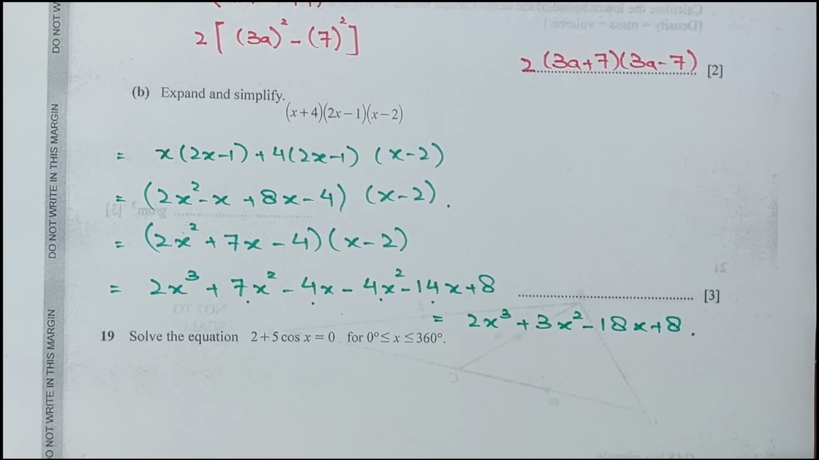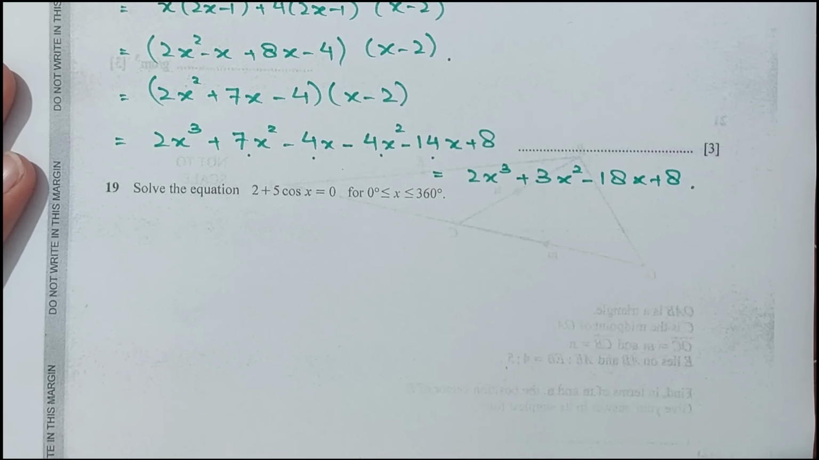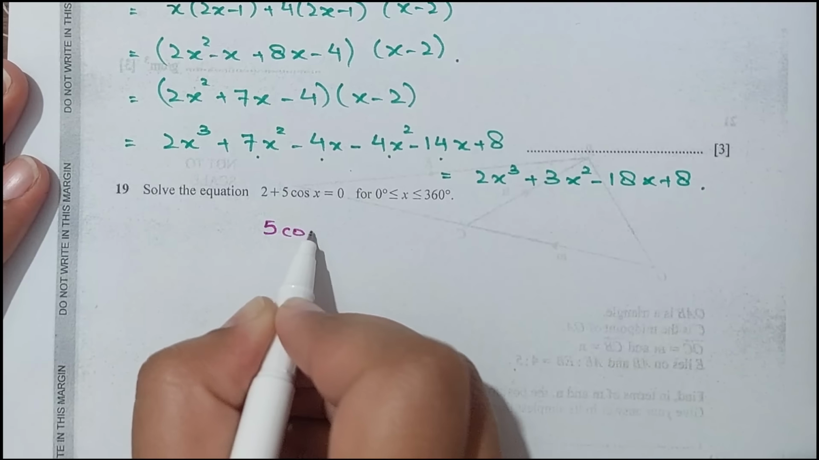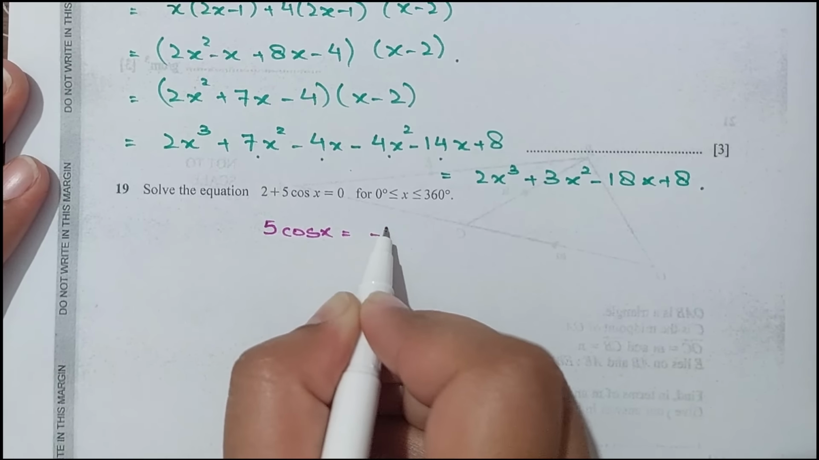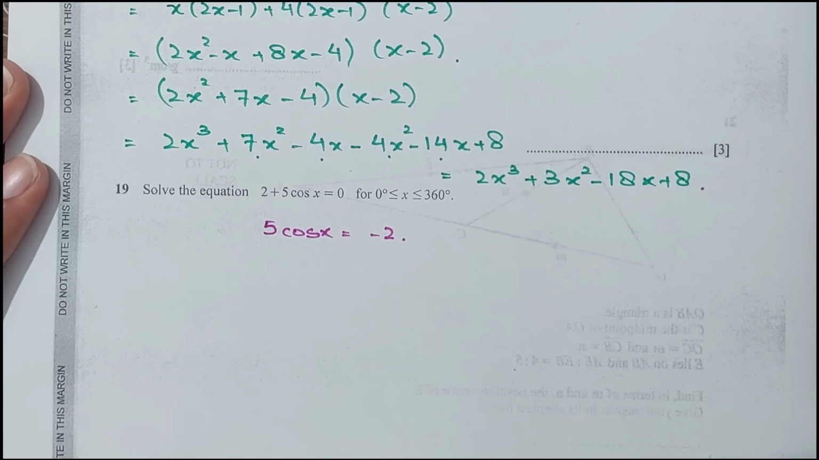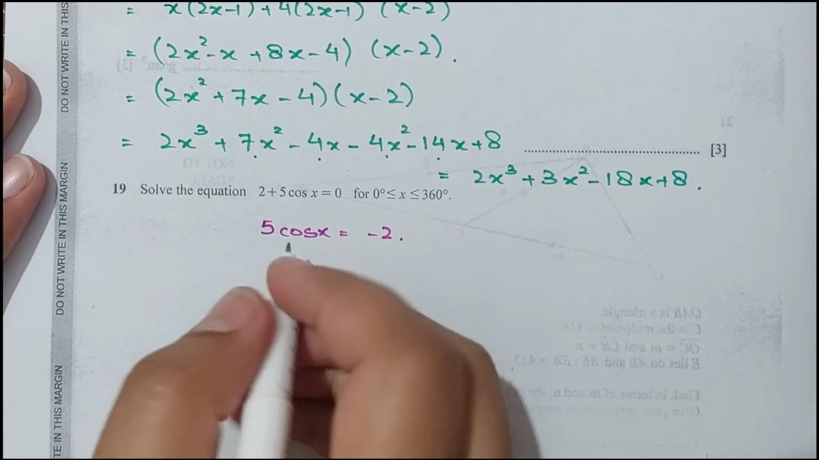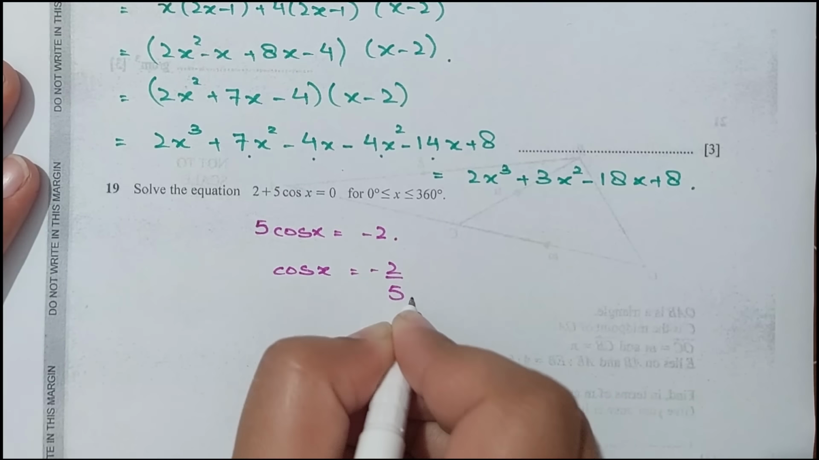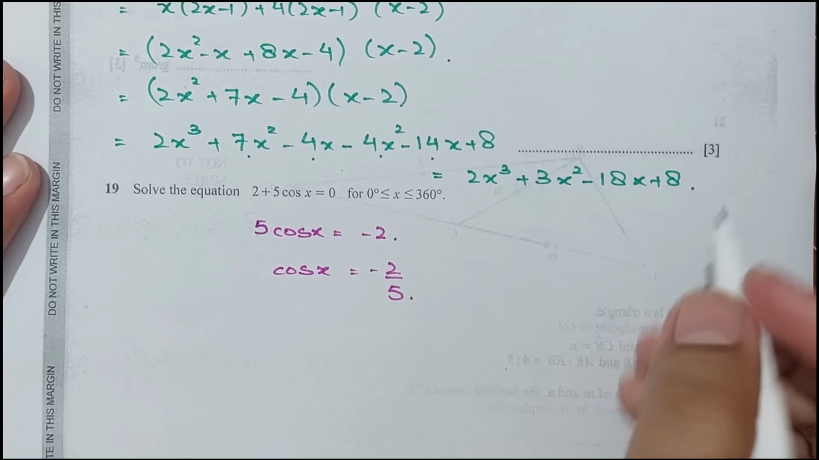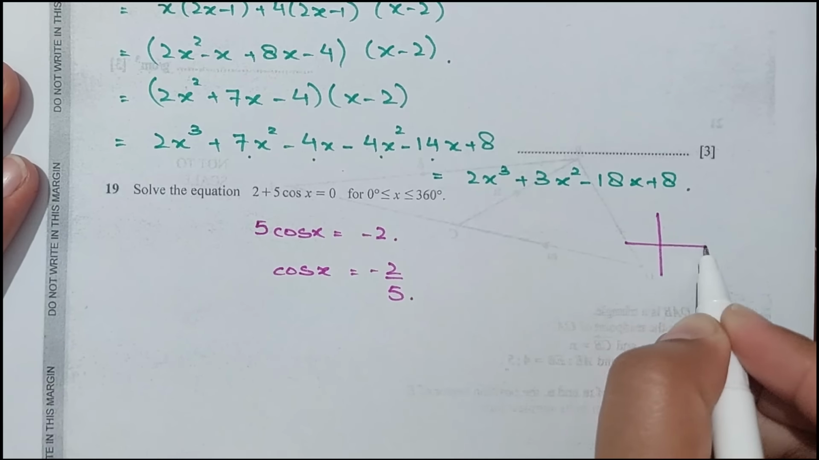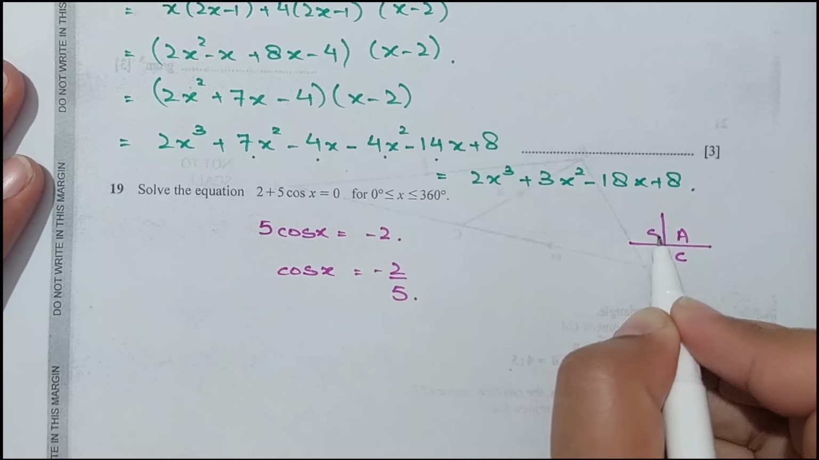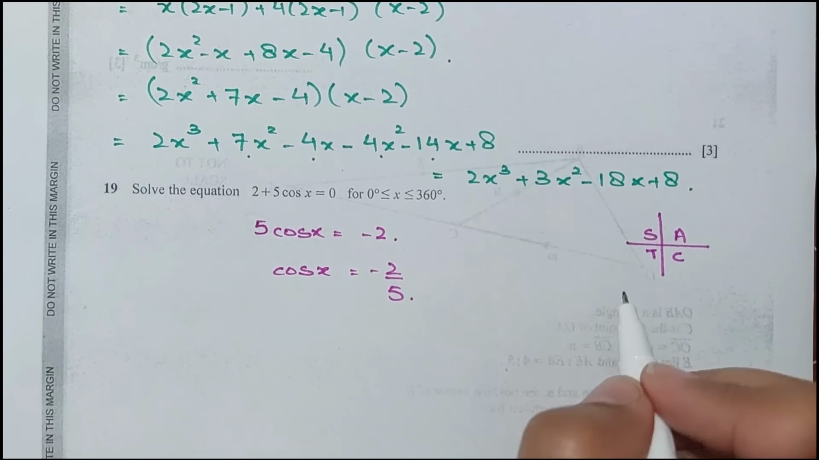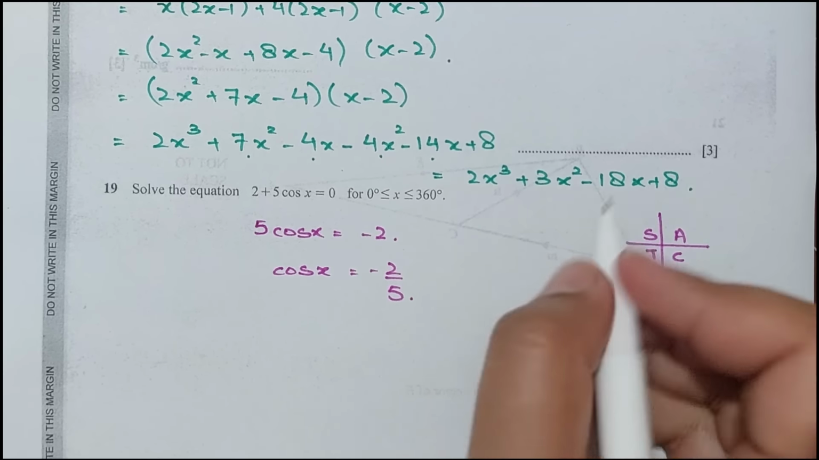All right, question number 19. You have to solve this equation from 0 to 360 degrees, okay? So we can say 5 cos x would be equal to negative 2. Okay, shifting the 2 to the other side, and for this simplification, cos x is minus 2 by 5. Now, we have to check in which quadrant cos is negative by using the CAST rule, C-A-S-T. Cos is positive in first and fourth. It is negative in second and third quadrant.